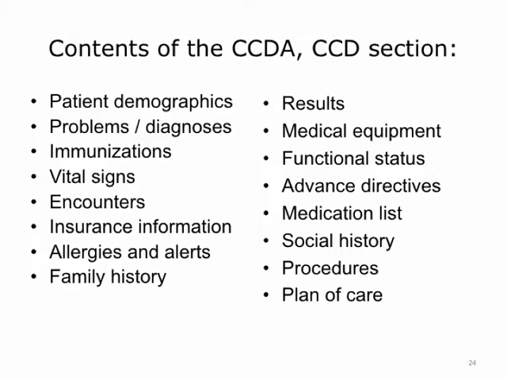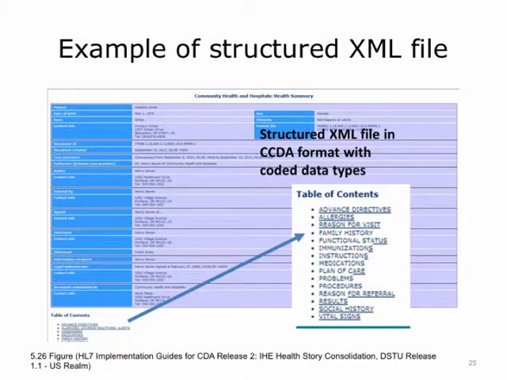The CCD can include patient demographics, insurance information, advanced directives, problems and diagnosis, allergies and alerts, medication list, immunizations, family history, social history, vital signs, results, procedures, encounters, medical equipment, plan of care, healthcare providers, and functional status. As you can tell, there are many sections of data that could be important in a transitions of care situation. Here you see an example of a CCDA document that uses the CCD.